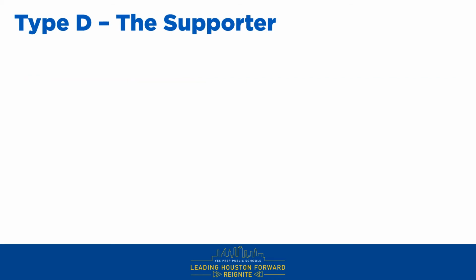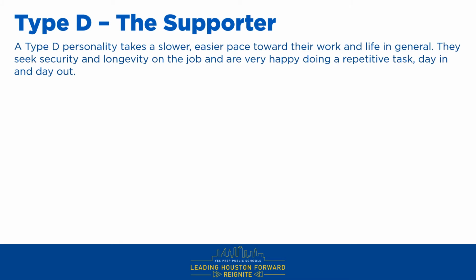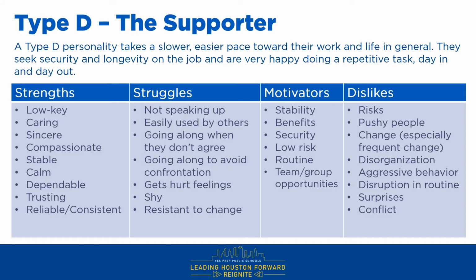Last personality type we're going to take a look at is type D, the supporter. A type D personality takes a slower, easier pace toward their work and life in general. They seek security and longevity on the job and are very happy doing a repetitive task day in and day out. Let's look at some of the strengths, struggles, motivators, and dislikes of type D personality.